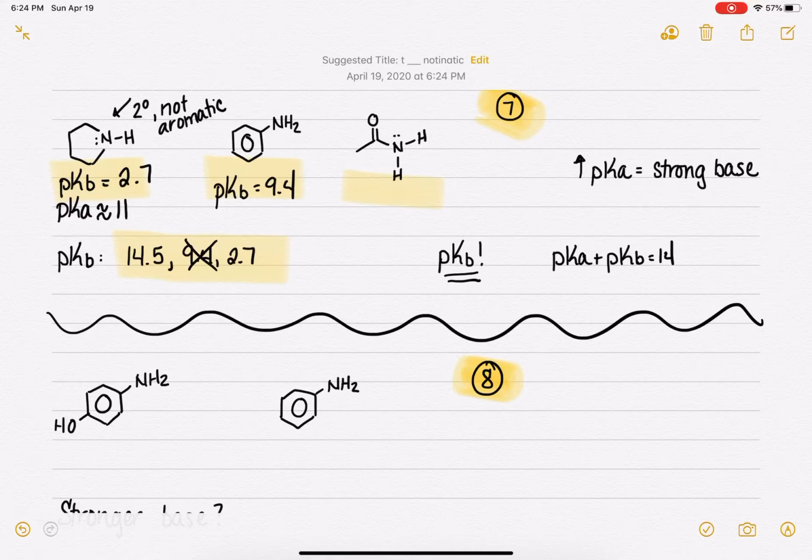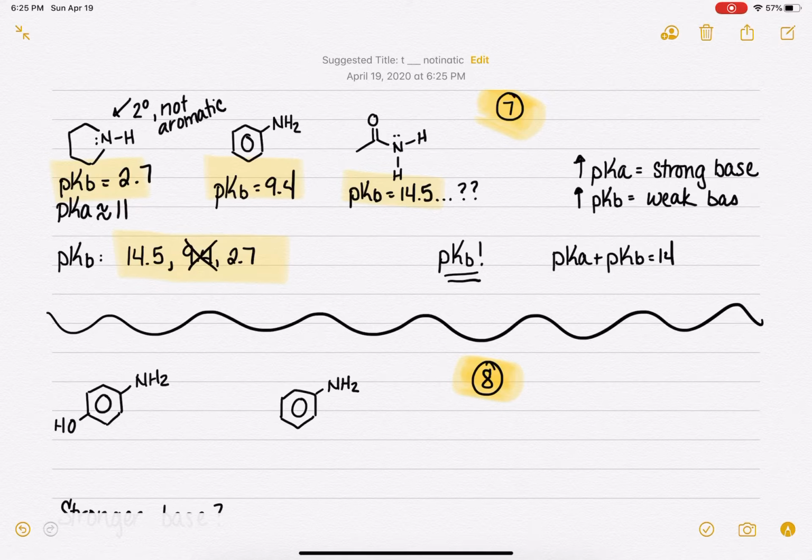And then that leaves the last one, this guy's pKb would have to be 14.5. And we could think about, before we hit submit on this, does that 14.5 make sense? Is that a logical number? Well, what would a pKb of 14.5 even mean? If a high pKa is a strong base, then a high pKb would be the opposite, a crappy base.